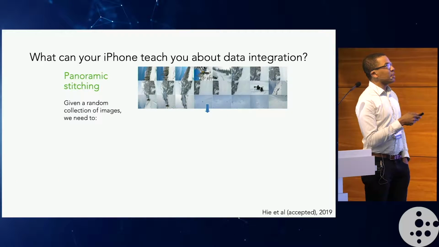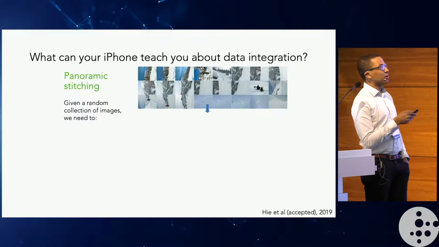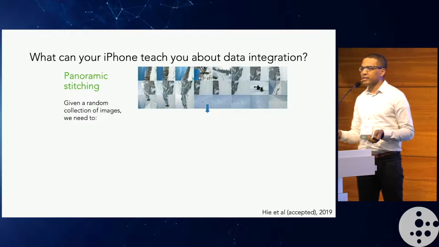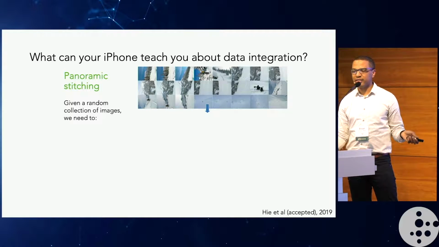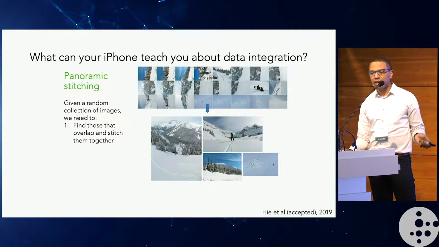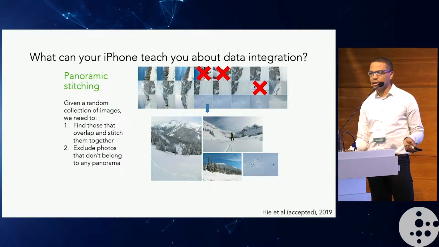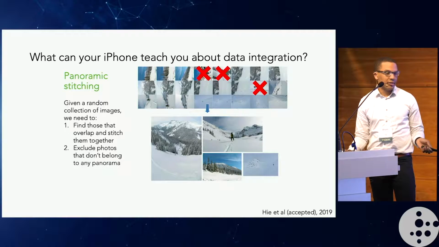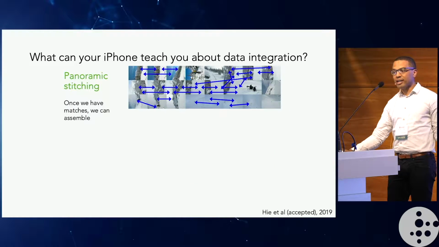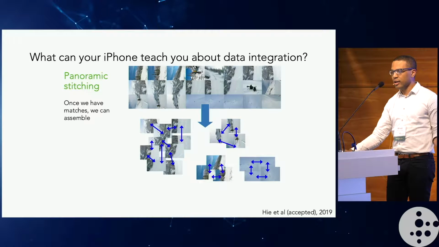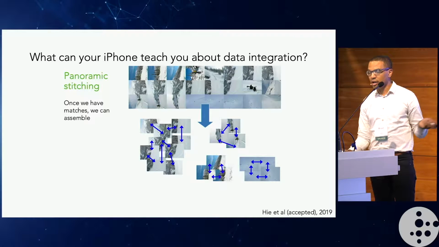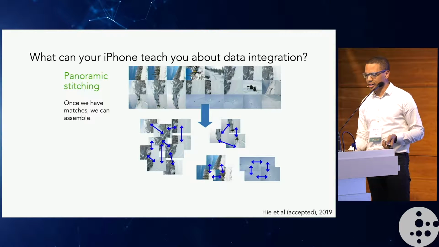If you think about it, we have an algorithm that's called panoramic stitching. It's available on GitHub. What you might imagine when you do this algorithm with a set of images, given a random collection of images, is that you need to first find those that overlap and stitch them together. Then second, you want to exclude the photos that don't belong to any panorama. And then once you have your matches, you can begin to assemble them.